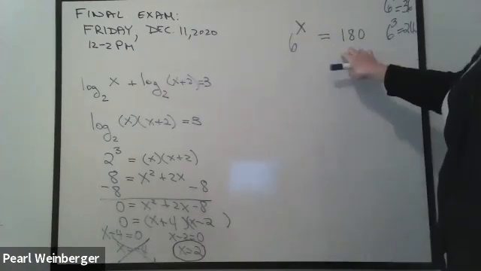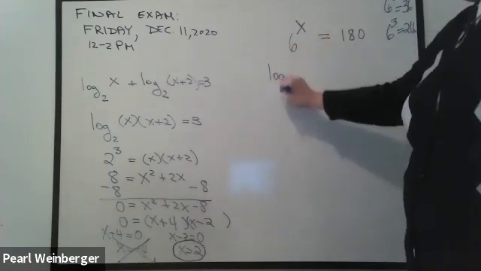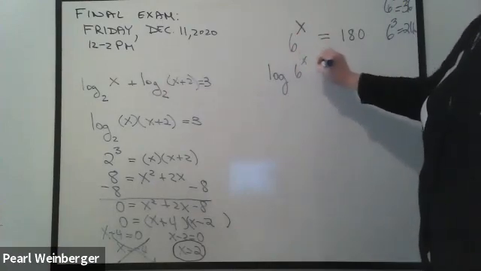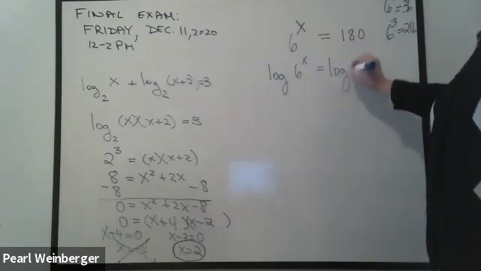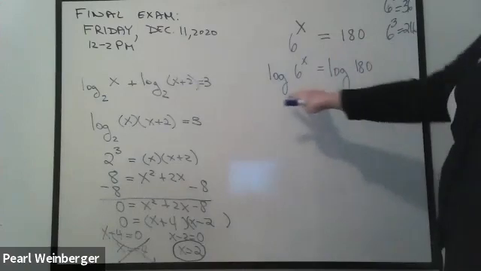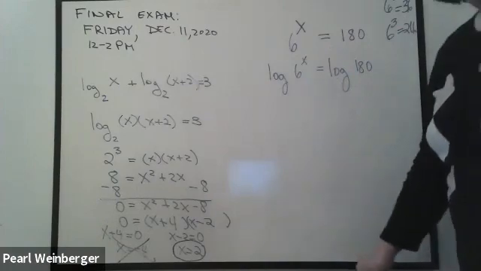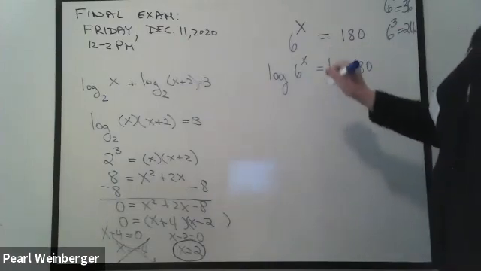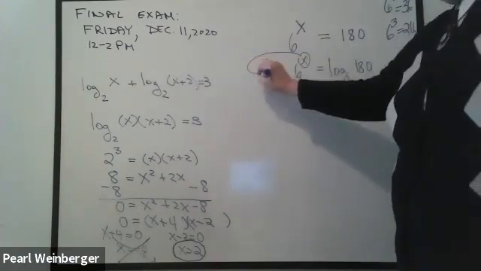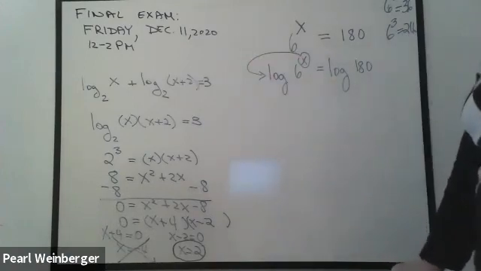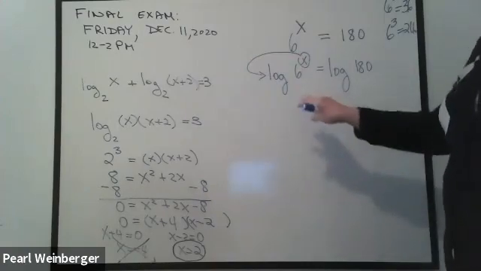So the method we use here is the log method. We write the word log right next to each of these expressions. We write log 6 to the x equals log 180. If the two numbers were originally equal, then the logs of those numbers are certainly equal. The reason we do that is because when we have logs, the exponent becomes the coefficient. That's one of the rules of the log properties that we learned.